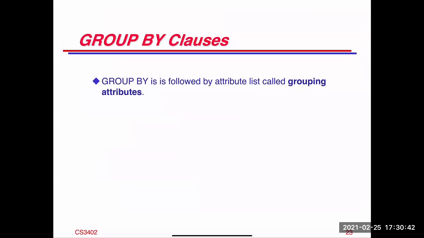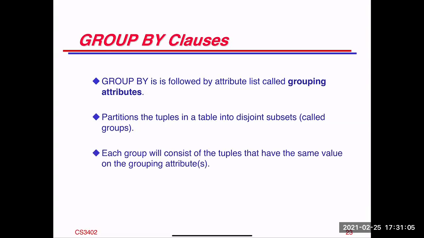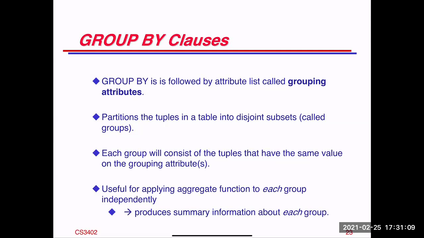Let me jump ahead. So let's look at group by clauses. Group by is followed by an attribute list called the grouping attributes. And what group by does is it partitions the tuples in a table into disjoint subsets, also called groups. So when is it useful? Well, it's useful for applying aggregate functions to each group independently.